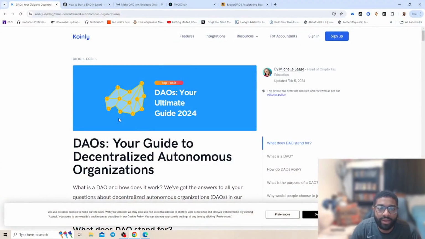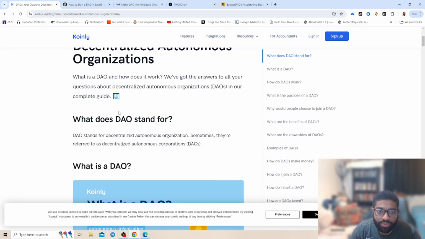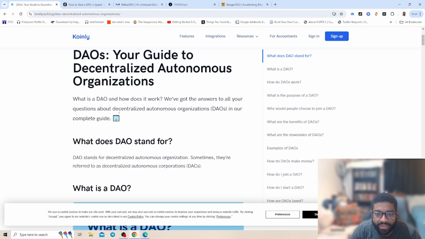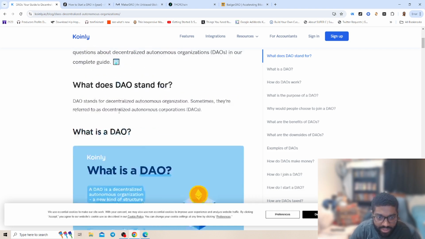So right here, I'm just going to give a breakdown of DAOs, and then also show some single chain DAOs and some cross chain DAOs for flexibility in navigating throughout the space. But listen, I'll read this. DAOs, your ultimate guide 2024. What is a DAO? How does it work? We got the answers to all your questions about decentralized autonomous organizations in our complete guide.